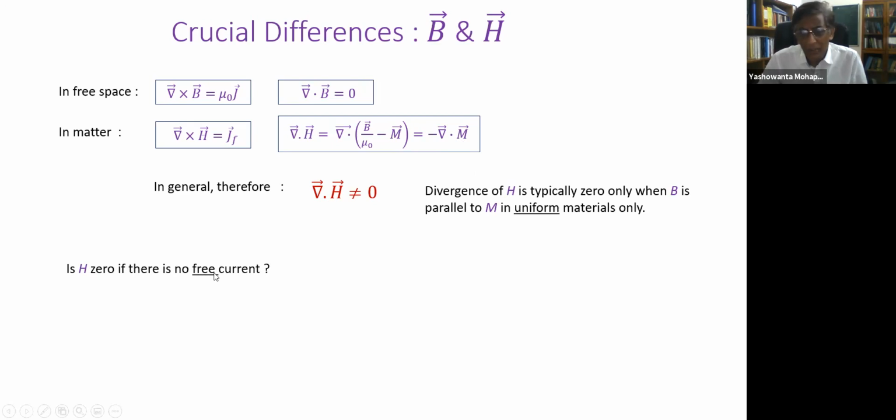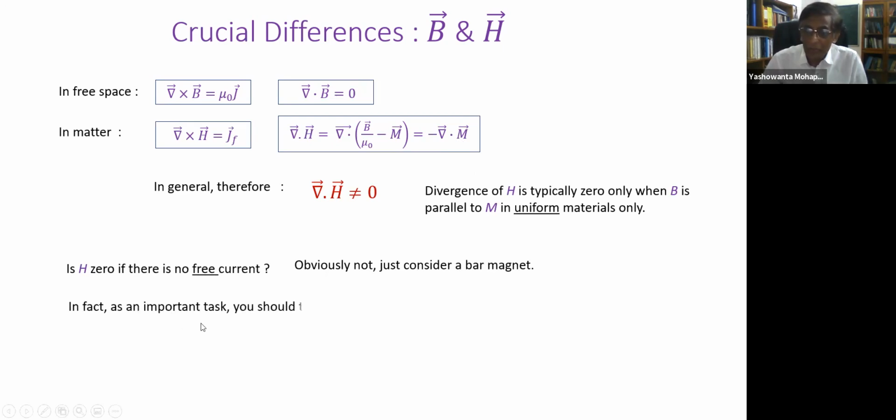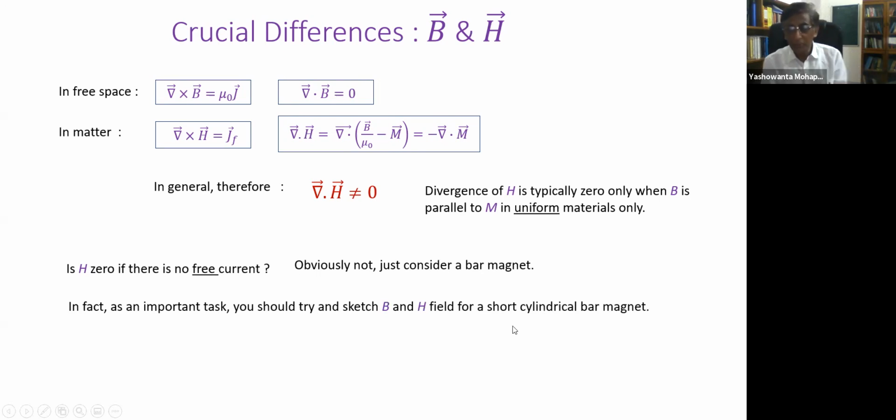Is H zero if there is no free current? Obviously not. Just consider a bar magnet. As an important task, you should try to sketch both the B and H fields for a short cylindrical bar magnet. Just because there is no free current, if there is a bar magnet sitting on my table, there is of course no free current. Does that mean H is zero? No.